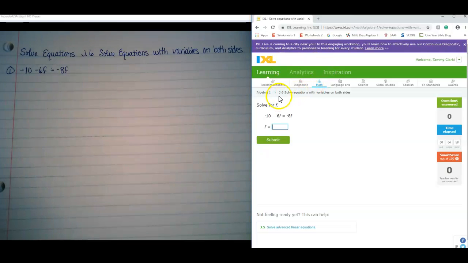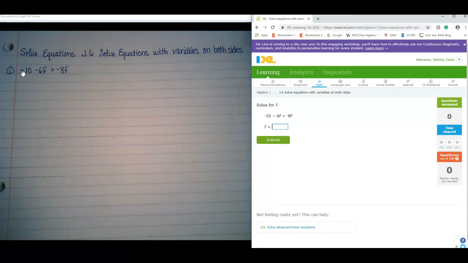Hello, we're going to look at J6, which is solving equations with variables on both sides. Nothing about our process is going to change. We're just adding another layer. Where before we had to combine like terms and we had numbers on one side or the other, this time we have variables on both sides of the equal sign, and our task is to get the variable term on one side of the equal sign and the number term on the other side.